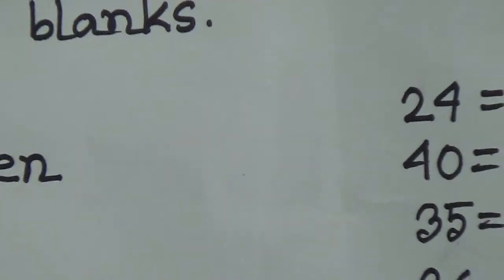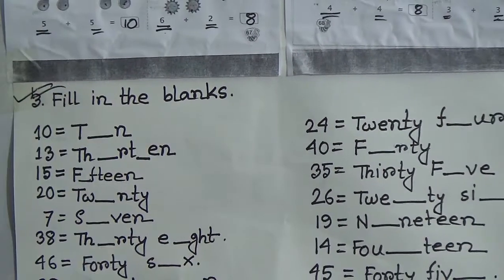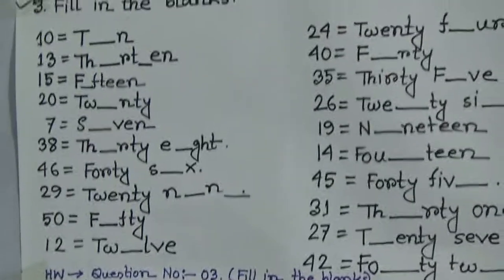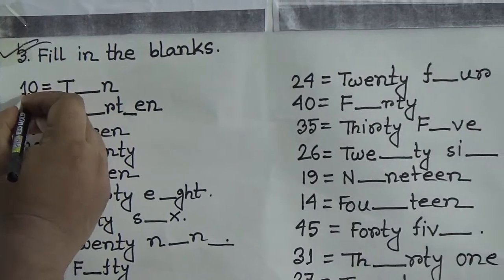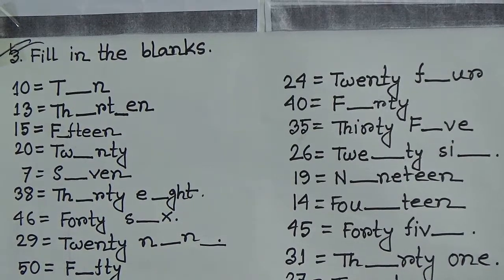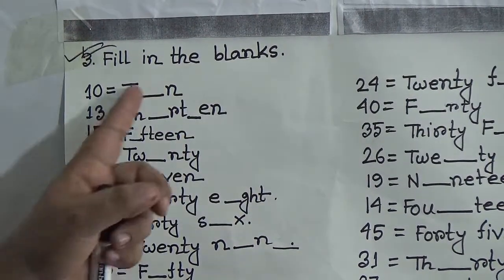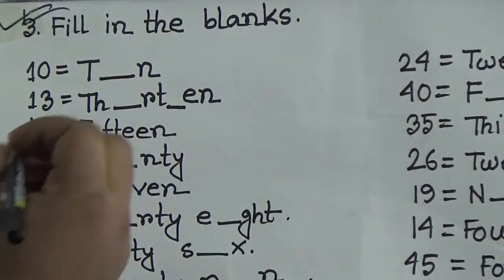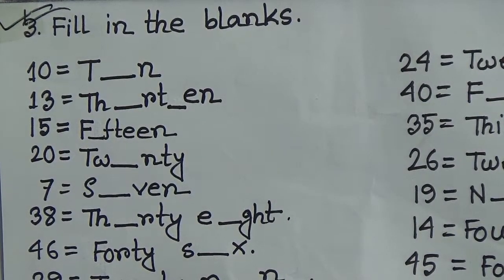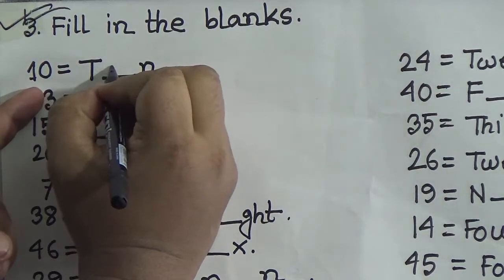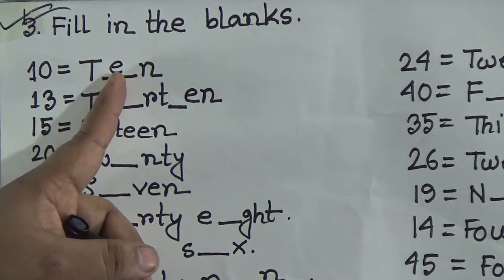Okay. Our next one is fill in the blanks. Here 10, the spelling of 10 is T-E-N, but here there is a gap. In the gap, which one is right? 10, T-E-N, that means E is written in the gap.